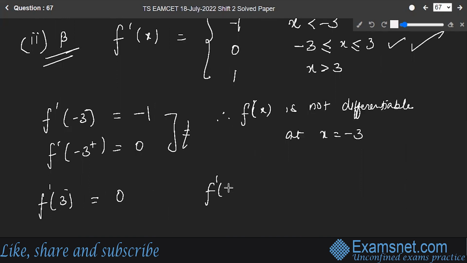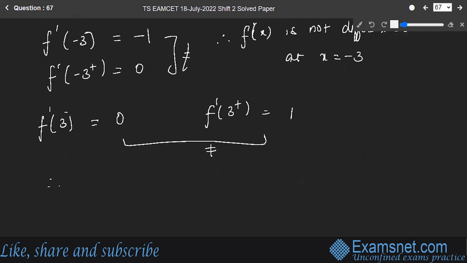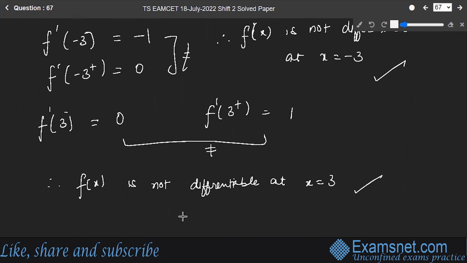And f of the first derivative when it's approaching 3 plus, this is going to give me 1. Again, they both are not equal. Therefore, the function is not differentiable at x is equal to 3 also. So at both the points, the function is not differentiable.